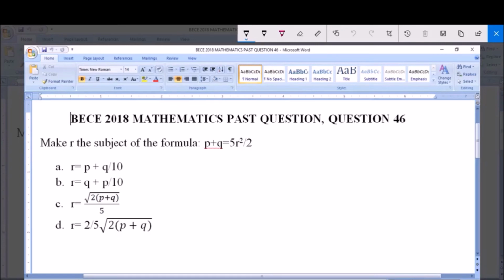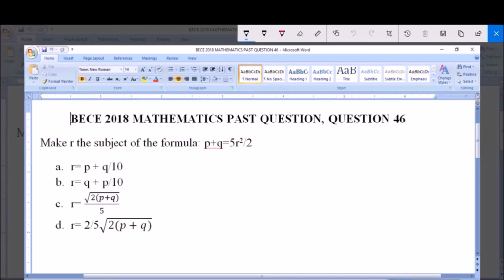A. R is equal to P plus Q over 10. B. R is equal to Q plus P over 10. C. R is equal to square root 2 into P plus Q all over 5. And D. R is equal to 2 all over 5 square root 2 into P plus Q.